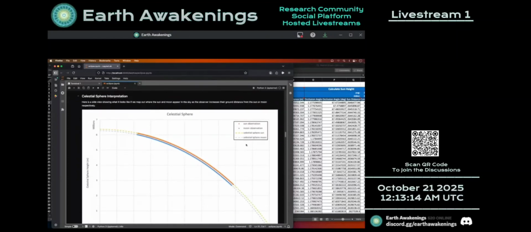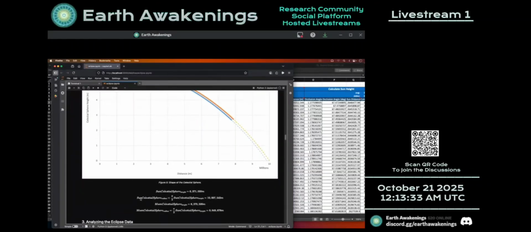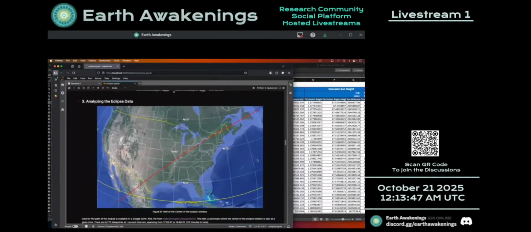And that's what we're showing here with a side view of where the sun and moon appear as the observer increases the ground distance. So the scale is millions of meters in both directions. And with the sun, it's at the 6.3 million meters, the moon's 6.27. And then if we multiply by pi over 2, we get the base radius, which is 10 million meters for the sun and 9.8 million meters for the moon. So now that we have that background out of the way, we can actually analyze the data.